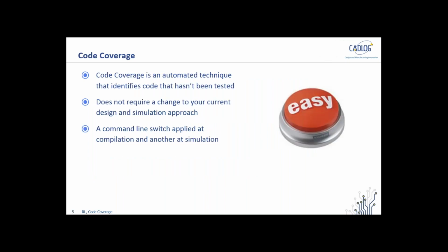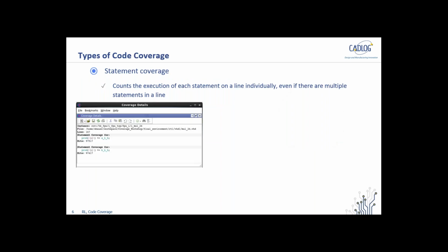Code coverage is an automated technique that identifies code that hasn't been tested, but it doesn't tell you anything about functional correctness. It just tells you if the code was executed, exercised, or not. It does not require a change to your current design and simulation approach. This means that you do not have to modify your RTL or testbench code, and you do not have to write any additional code. The only thing you have to do is to add a switch to your compilation step and another switch to your simulation step. In the following slides, I will go through the different types of coverage and will show you how you can use them.